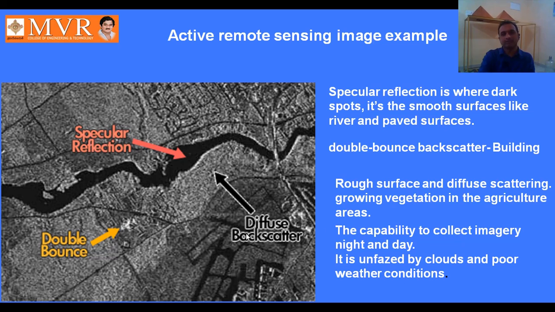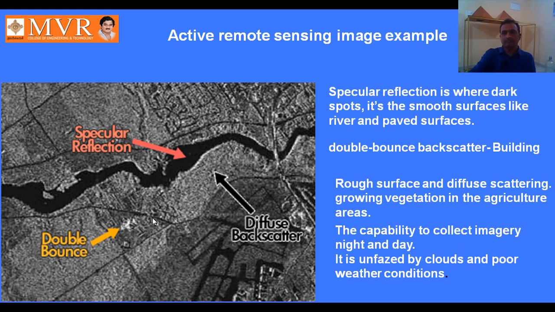This diffuse scattering is the forest area. This is the water body beyond the forest area. Some distance away, see here, this is the road network. These bright pixels are double bounce scattering, here buildings, city. Like that we can analyze the image. This is the example of an active remote sensing image.